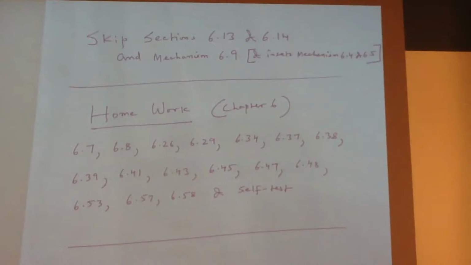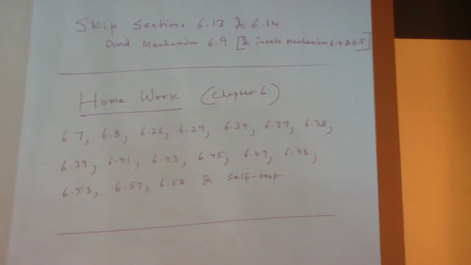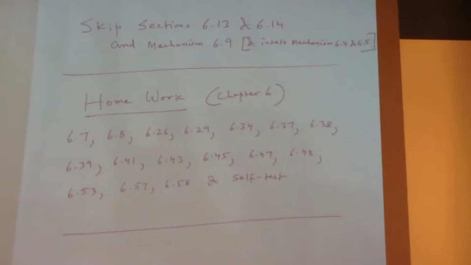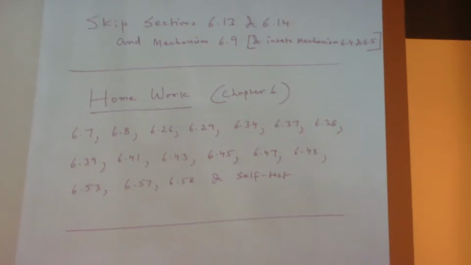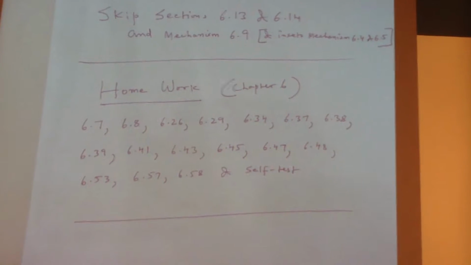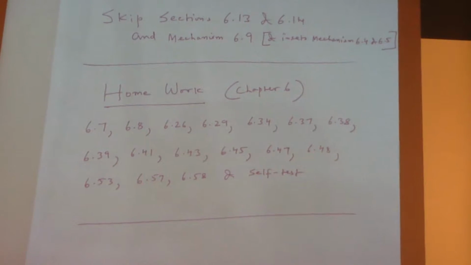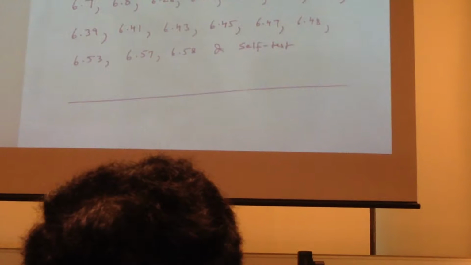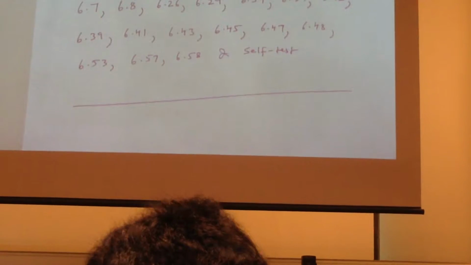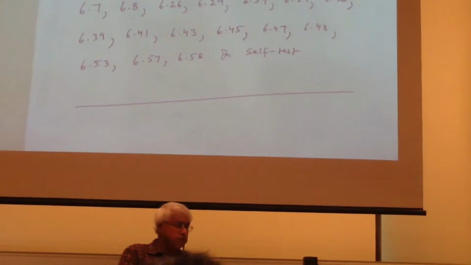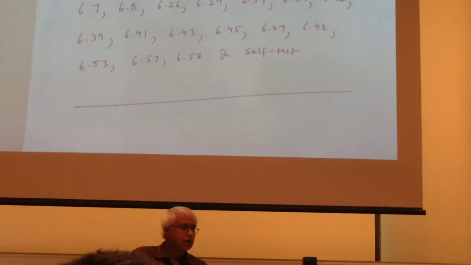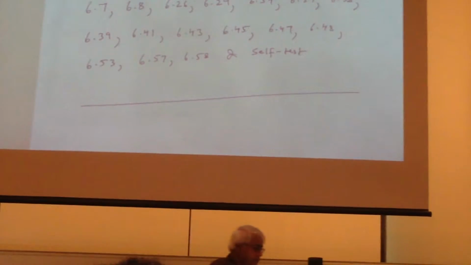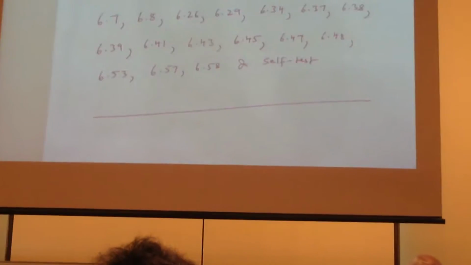Right, so mechanism 6.9 is the section. Let me show you. Mechanism 6.9 is the section here, and the insets actually give you details of the mechanism. So the insets have a different number, mechanism 6.4 and 5. That's what it is.